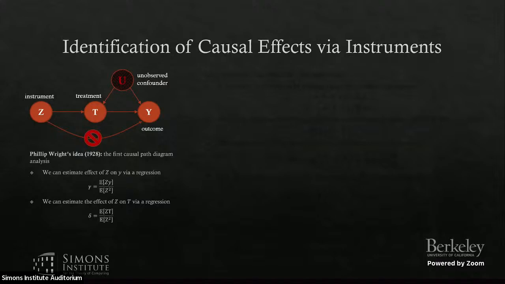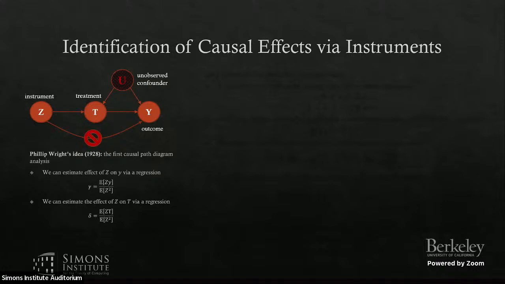Similarly, because there's no common confounder, common parent between z and t that is unobserved, you can also estimate the effect of the instrument on the treatment by running another regression. And that's this quantity over here, delta.